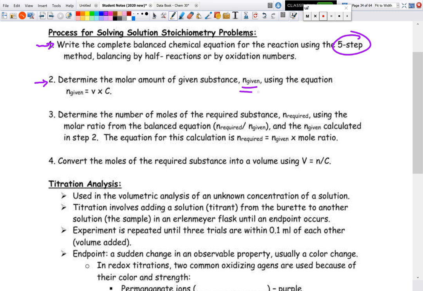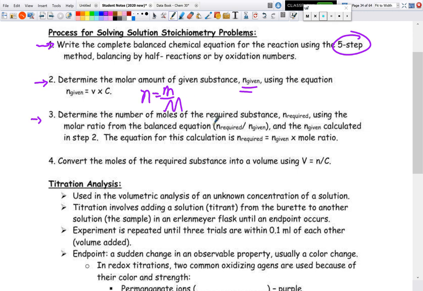Now step 2 is determining the number of moles of our given substance. Normally we're going to be dealing with a lot of stuff in solutions, so for the most part we're going to be given n = V × C, volume times concentration, but we might also need to use number of moles equals mass over molar mass, if we're given a mass of something.